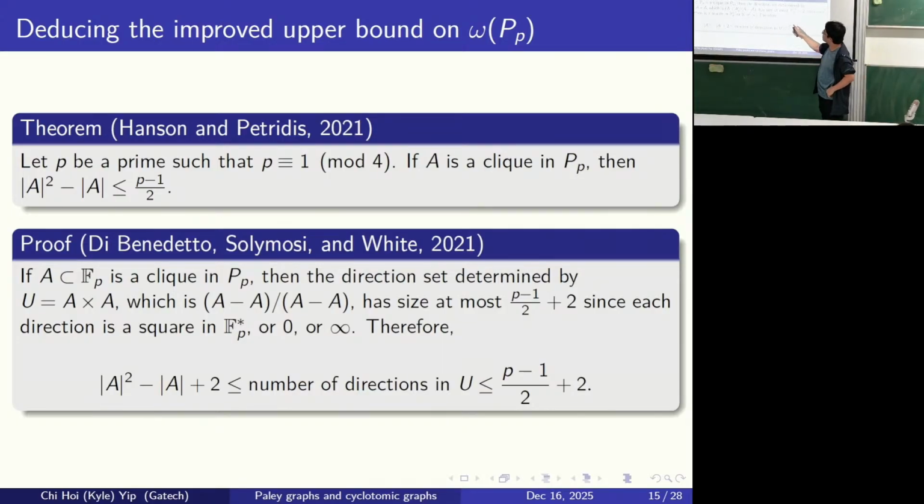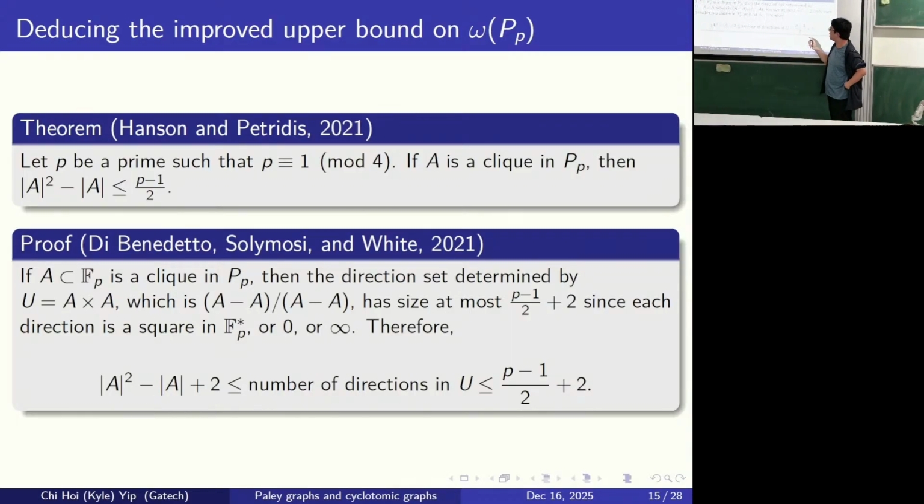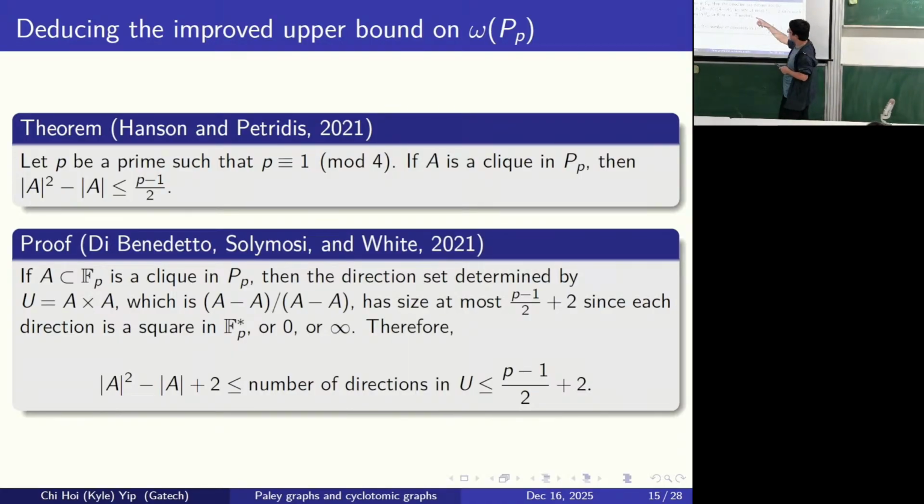And we know that because a minus a is a subset of squares, this ratio set is also a subset of squares. Of course, we also need to include 0 and infinity. So that means that this ratio set has size at most (p minus 1) over 2, which is the set of non-zero squares, plus 0 and infinity, so plus 2.